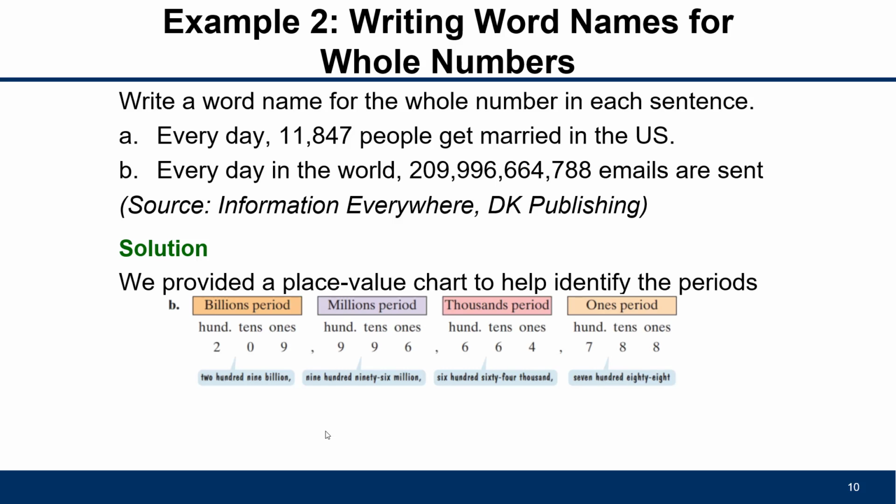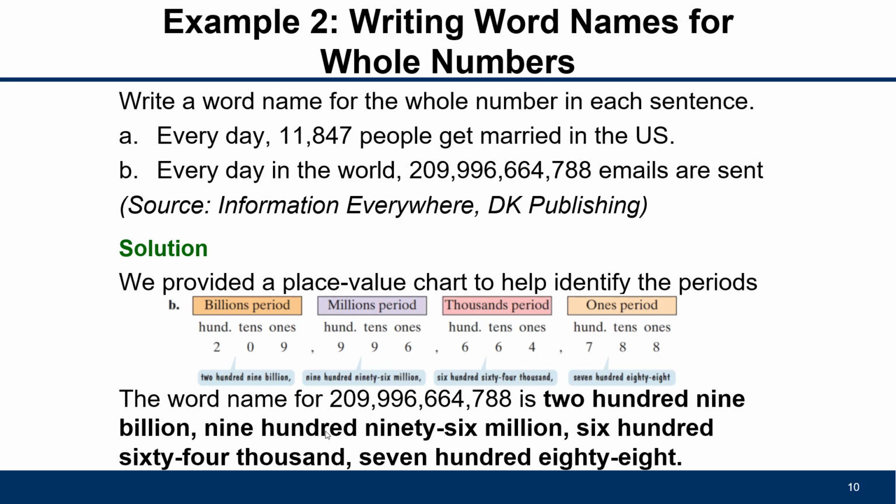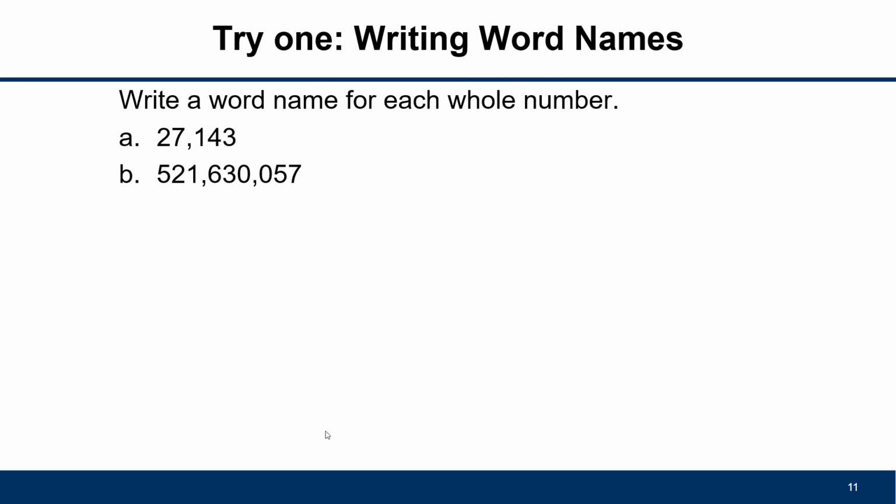For the second one, we again use the place value chart. We see that we have 209 in the billions, 996 in the millions, 664 in the thousands, and then 788. We put that all together and we get 209,996,664,788. Again, you'll notice we don't use the word "and" anywhere. All right, so once again, why don't you stop the video and try a couple yourself.